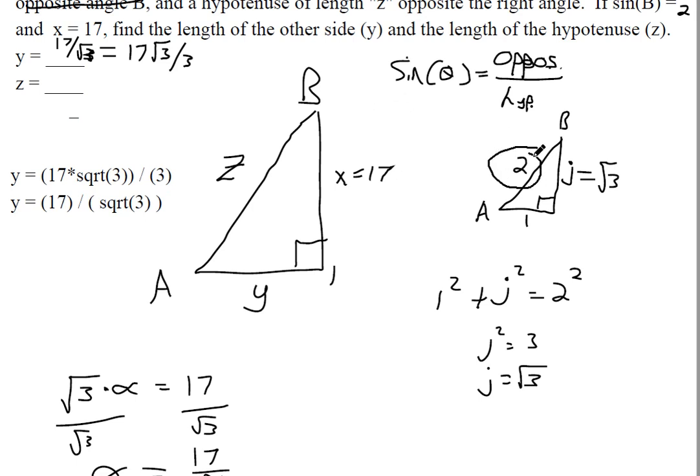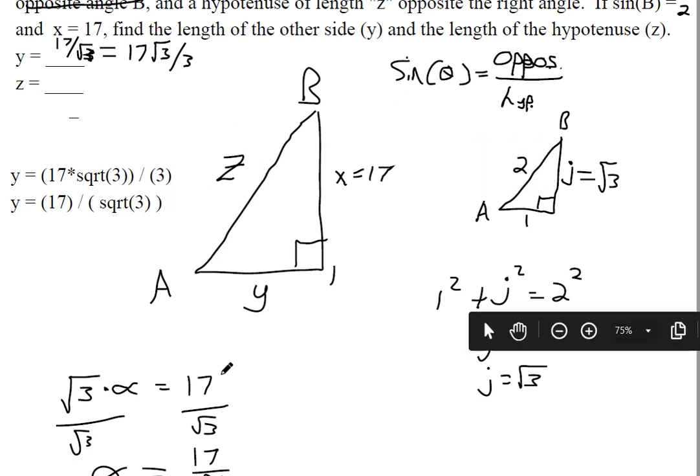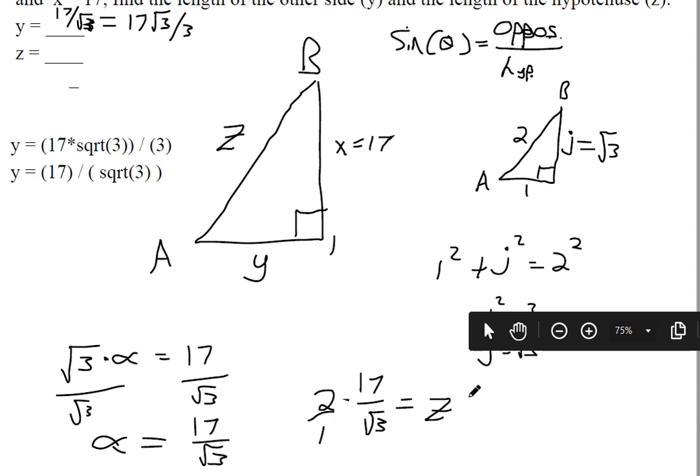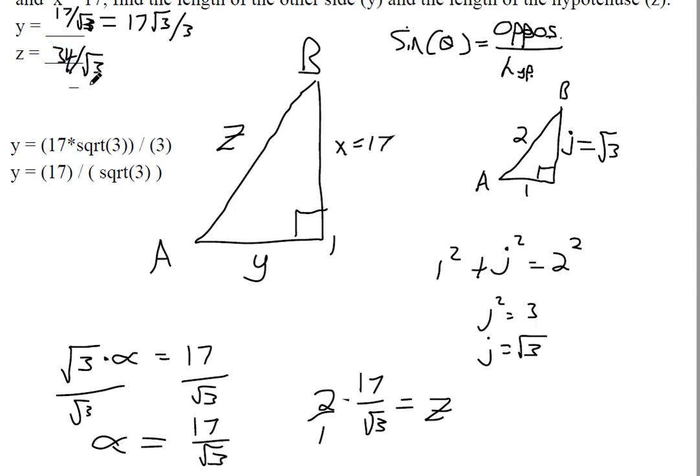Okay, and then to get from this to this, we just have to multiply by that scaling factor that we found for alpha, 17 over square root of 3. So 2 times 17 over square root of 3, that's going to equal z. That's going to be the bigger side. So this is just multiplying the numerator by 2. So that's 34 over square root of 3. But again, rationalizing the denominator, you can multiply the top and the bottom by square root of 3. So you get 34 square roots of 3 over 3. That's the same answer. Either one should be okay.